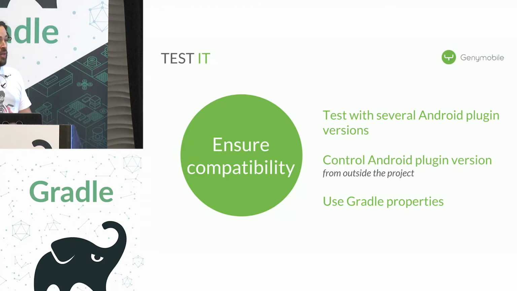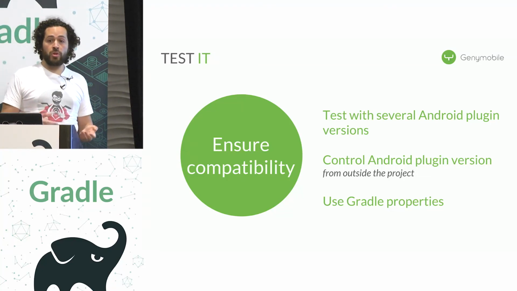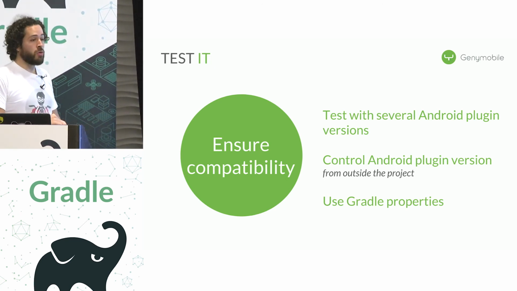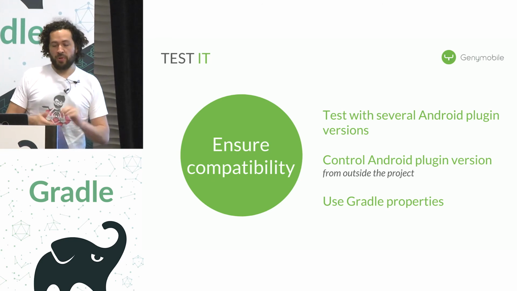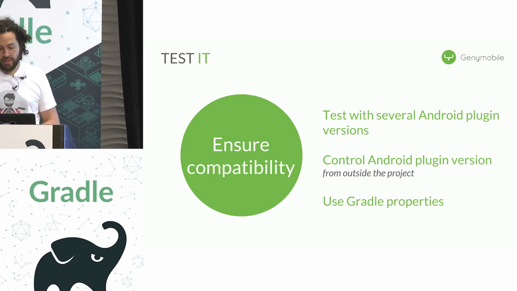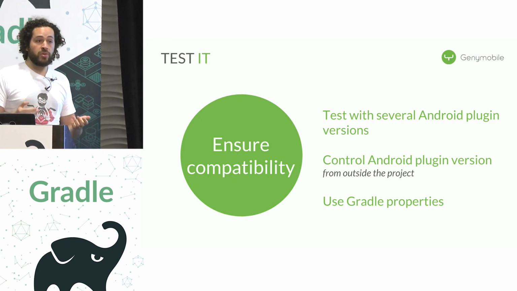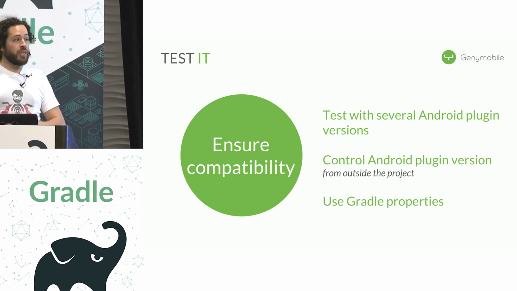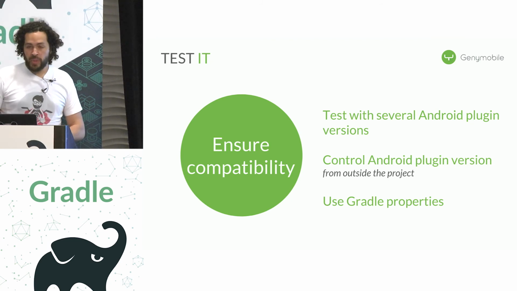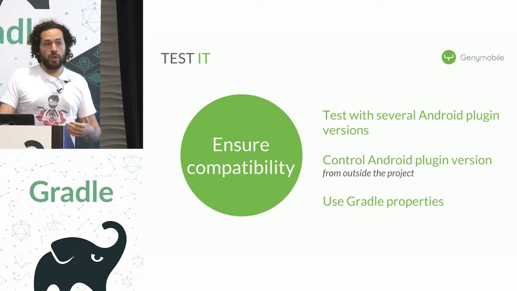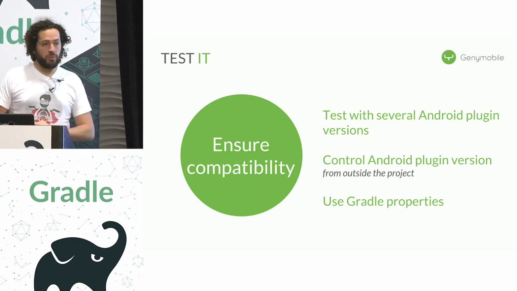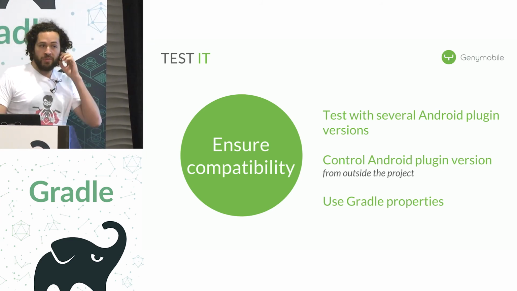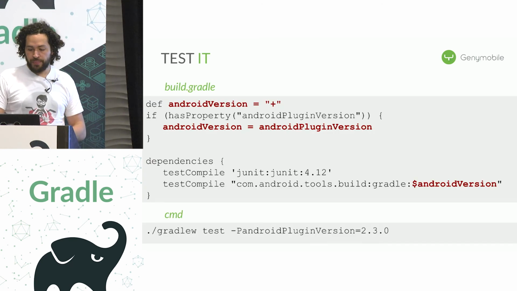An important point is that you don't know what version of the Android plugin your user will use when he uses your plugin. So you must ensure that there is compatibility. And for that, as I told you, the only way is testing. The thing that you must also do in your test is control the version of the Android plugin from outside of your project. To do that, there is a very powerful feature in Gradle called Gradle properties, which allows you to inject values from outside of your build.